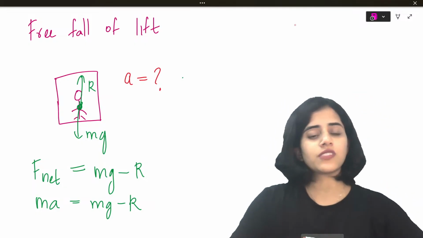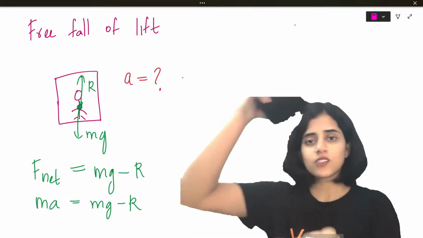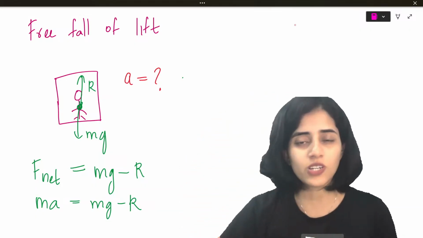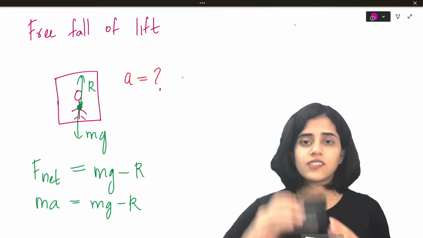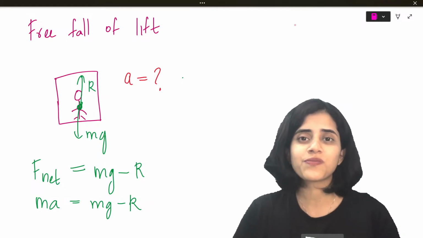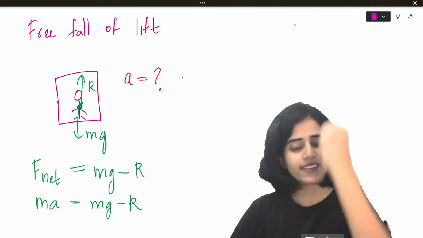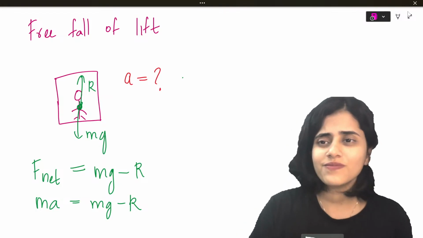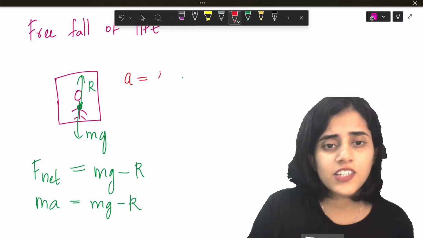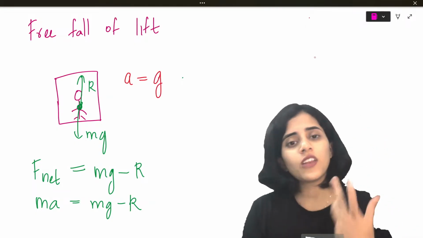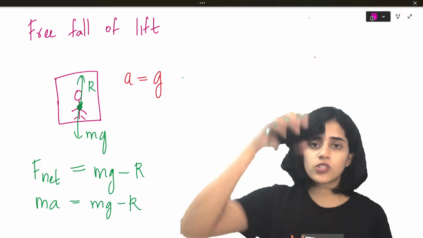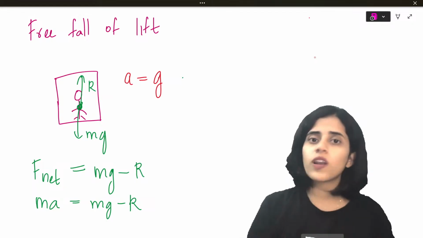I have a wallet. This wallet just freely falls down. Imagine this is a lift, freely falling down. With what value of acceleration is it falling down? Good, you are very smart. The acceleration value is equal to the value of gravity, because I am not pushing it down, I am just leaving my hand, and it is pulled down by gravity.